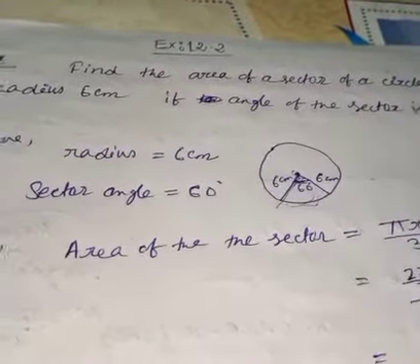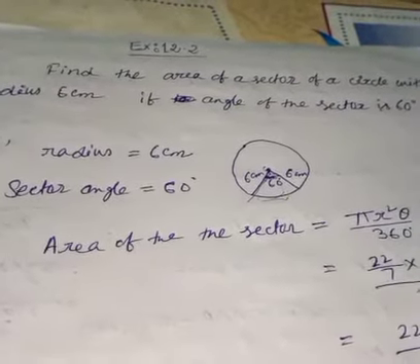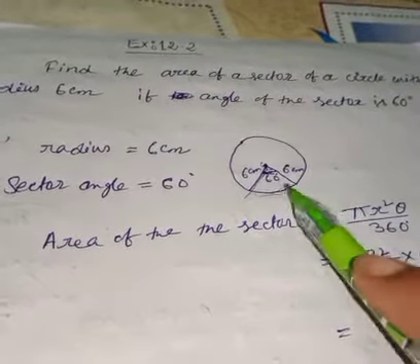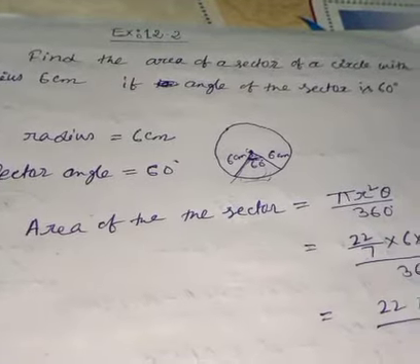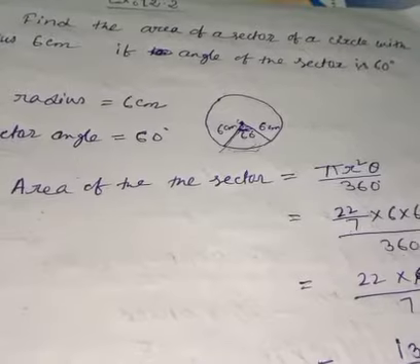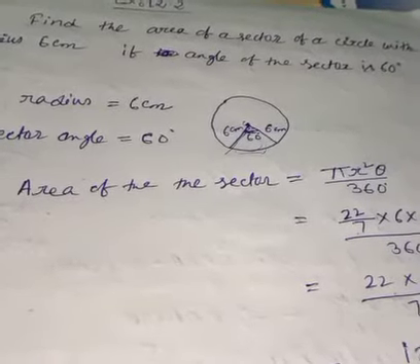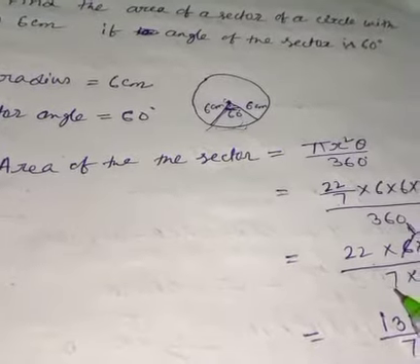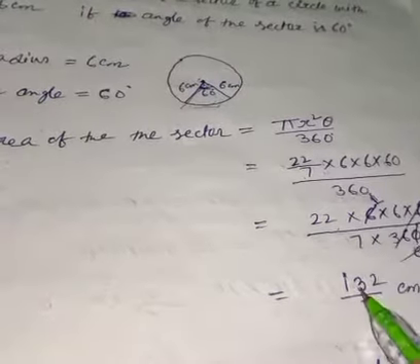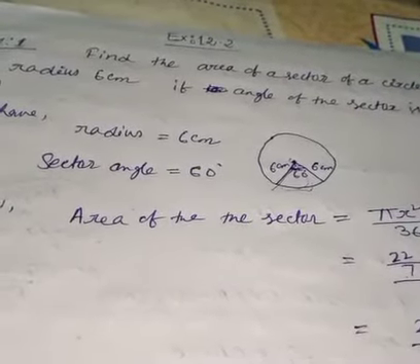So radius is 6 cm, sector angle is 60 degree. What is the formula for the area of the sector? Pi r square theta by 360. Pi is 22/7, r square I have written as 6 into 6, and theta is 60 degree by 360. Then 0 0 cancel, 6 6 are 36, then 6 1s are 6. Now what is left? 22 into 1 into 6 and denominator 7. If you calculate, you will get 132/7 centimeter square. So like this you need to find the area of a sector.